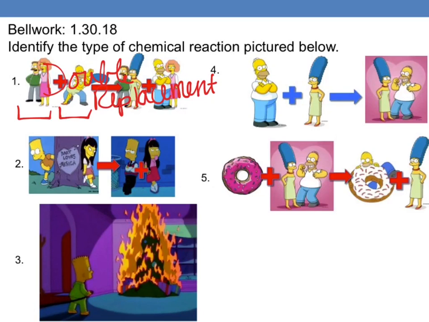Okay, number 2. Here we have Bart, and he loves Jessica. And then something happens, and now they look like they hate each other. So what kind of reaction is going on here? Decomposition. They broke up.